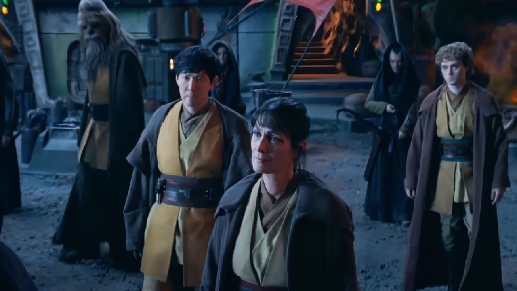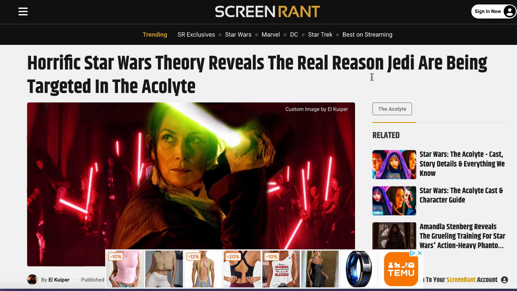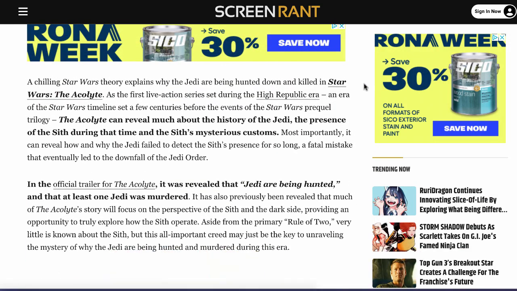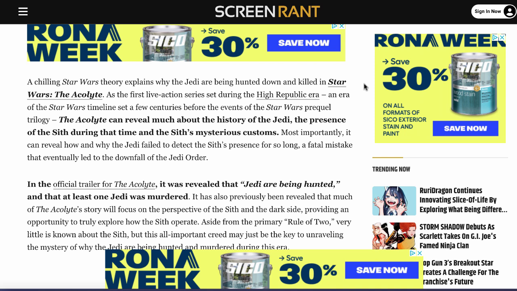Horrific Star Wars theory reveals the real reason Jedi are being targeted in The Acolyte. Oh boy. A chilling Star Wars theory explains why the Jedi are being hunted down and killed in Star Wars: The Acolyte, the first live-action series set during the High Republic era, an era of the Star Wars timeline set a few centuries before the events of the Star Wars prequel trilogy.